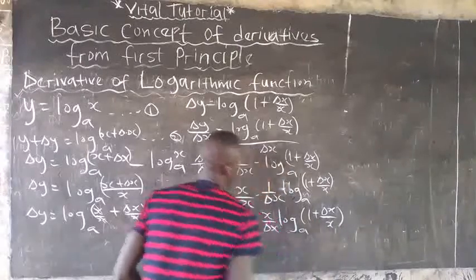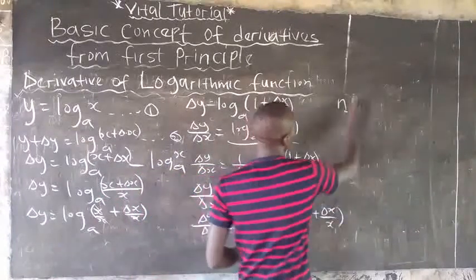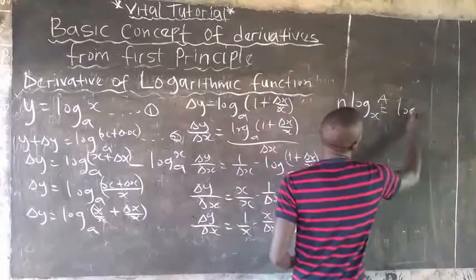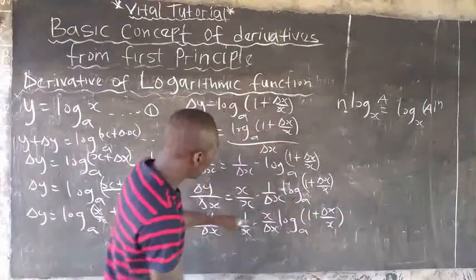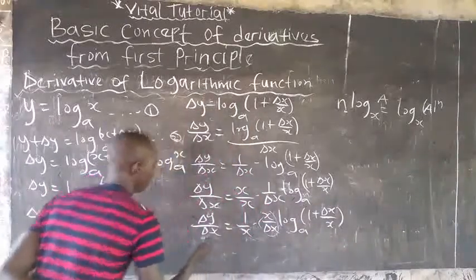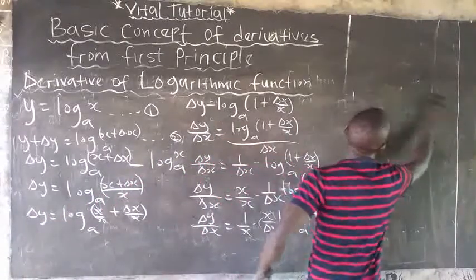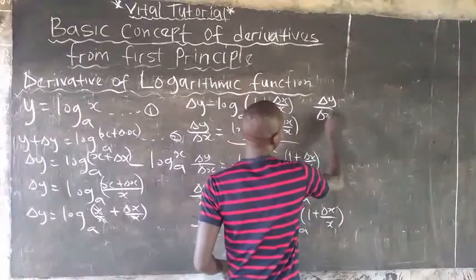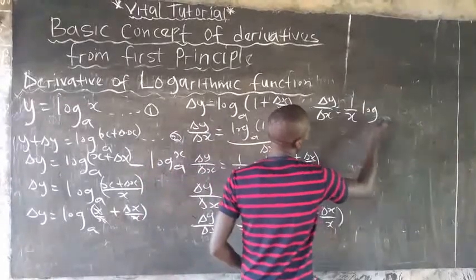Now there's a rule in indices that says n log of a to s is equal to log of a raised to the power of n base s. Now I'm bringing everything right here back to this part. So change in y over change in s is equal to 1 all over s, 1 all over s log 1 plus change in s over s, everything over s over change in s.